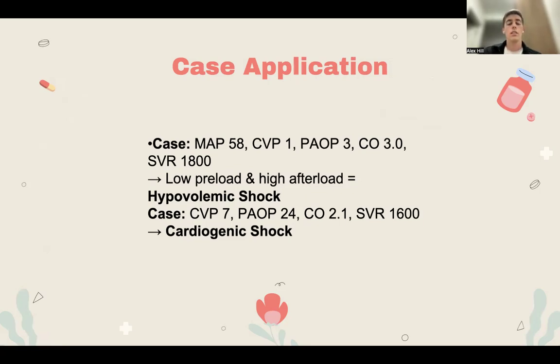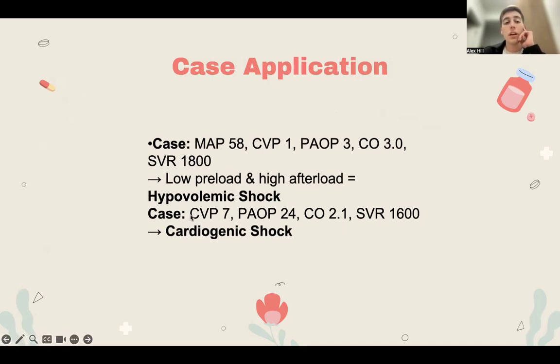So why? Low preload because you have less fluid that's filling the heart. So that's why there's low preload. Why is there high afterload? Because of a compensatory mechanism to cause vasoconstriction, because your body is trying to maintain a blood pressure to perfuse your blood, and it's trying to compensate because you have much less fluid. So that's why there's a high SVR here.